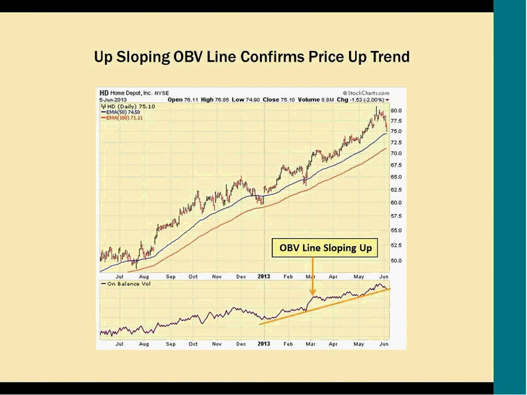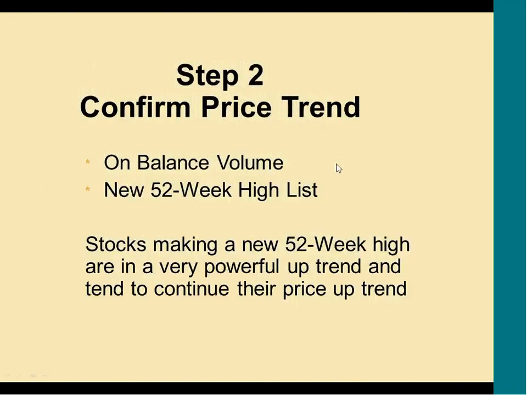Simply, a stock doesn't make this new 52-week high list unless it's in a very powerful price uptrend. So this is a great way to confirm the price uptrend. Here's another daily price chart of Home Depot stock, and we can see from the movement that Home Depot stock has been making a series of new 52-week highs. So this again confirms this price uptrend along with an upsloping on balance volume line.